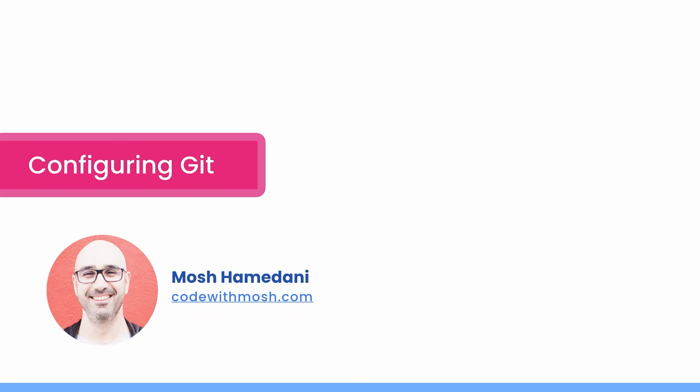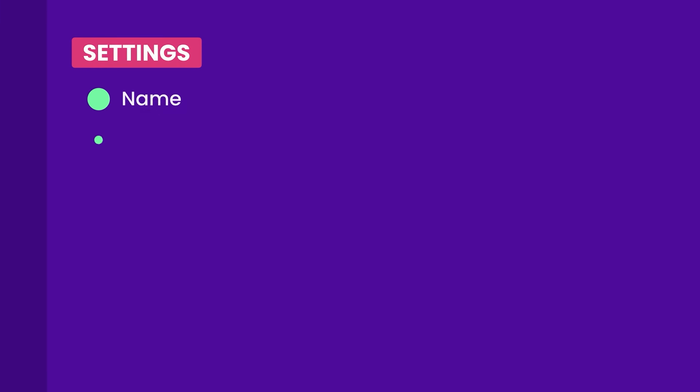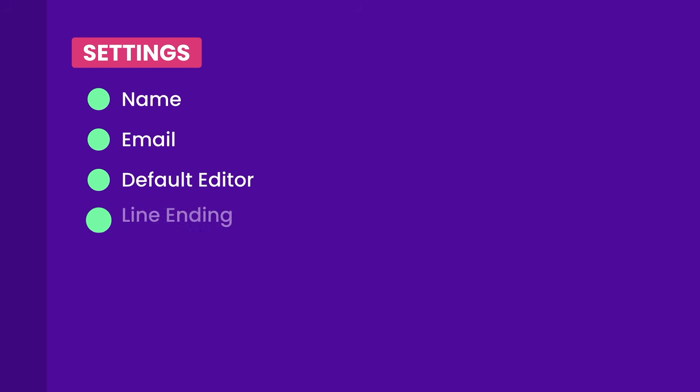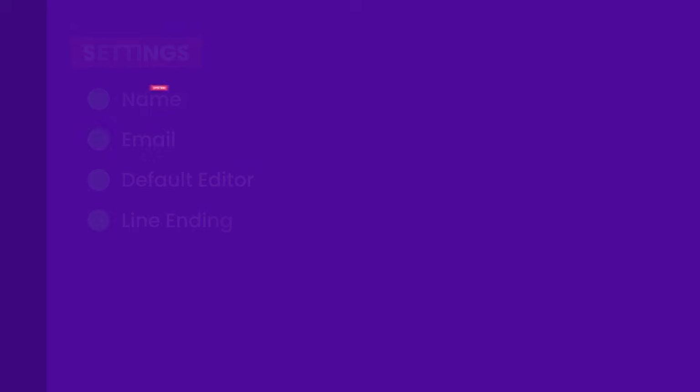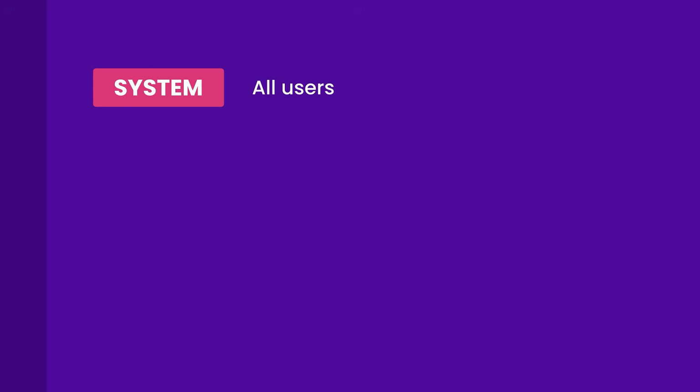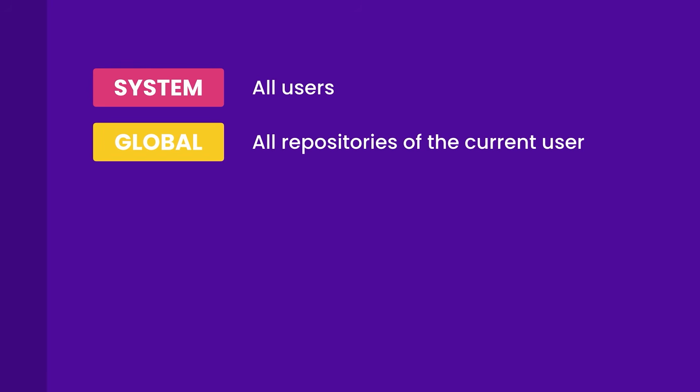The first time we use Git, we have to specify a few configuration settings. We have to specify our name, email, default editor, and how Git should handle line endings. We can specify these configuration settings at 3 different levels. At the very top, we have the system level. The settings that we have here apply to all users of the current computer. Below this level, we have the global level. The settings here apply to all repositories of the current user. And below this level, we have the local level.